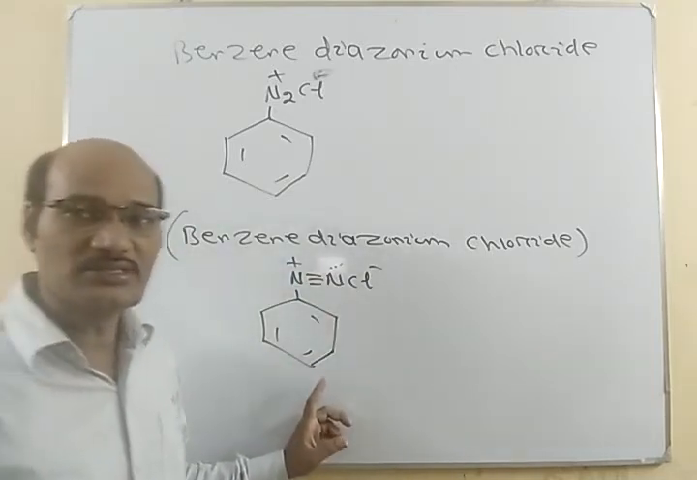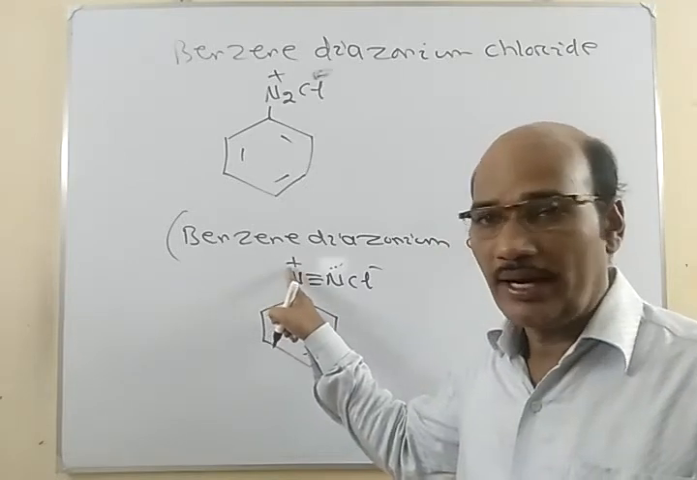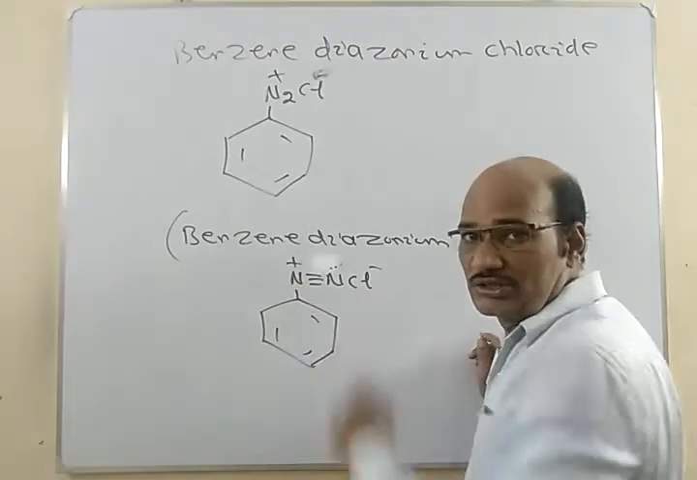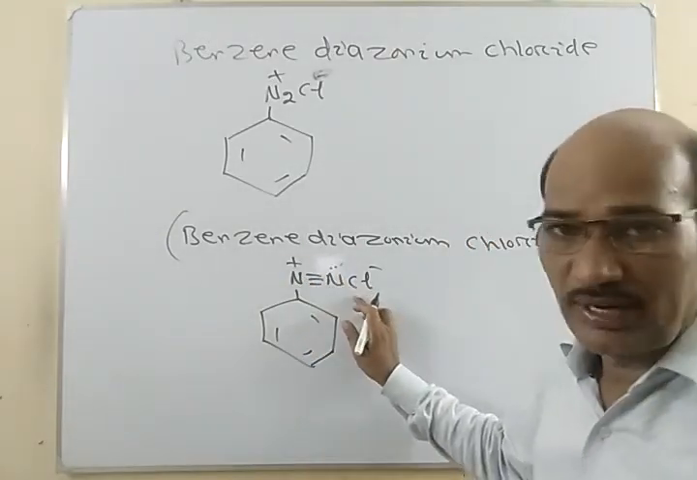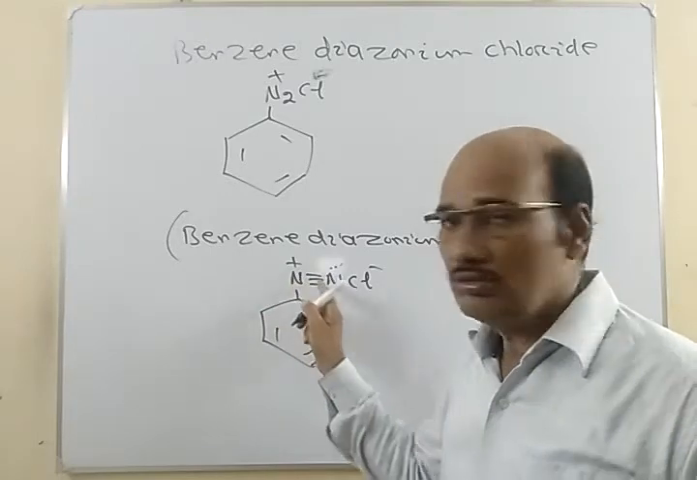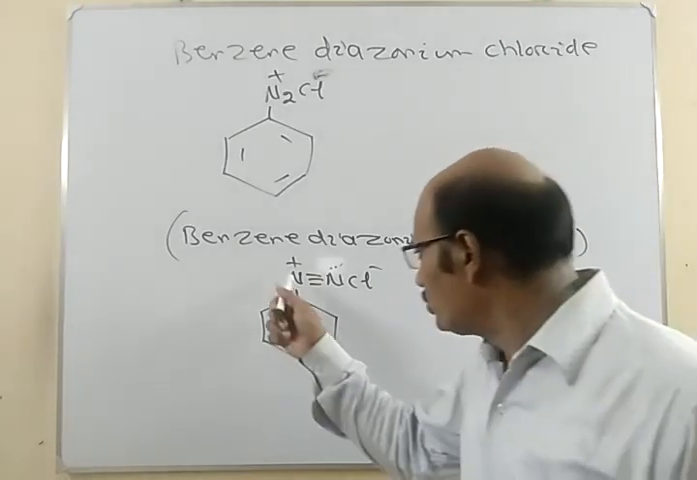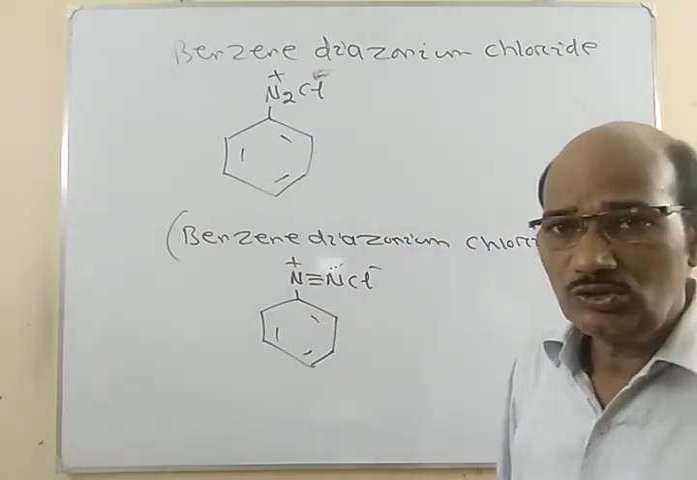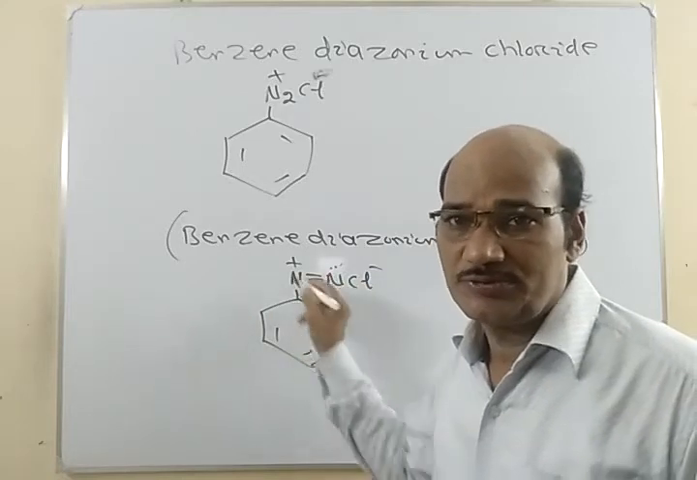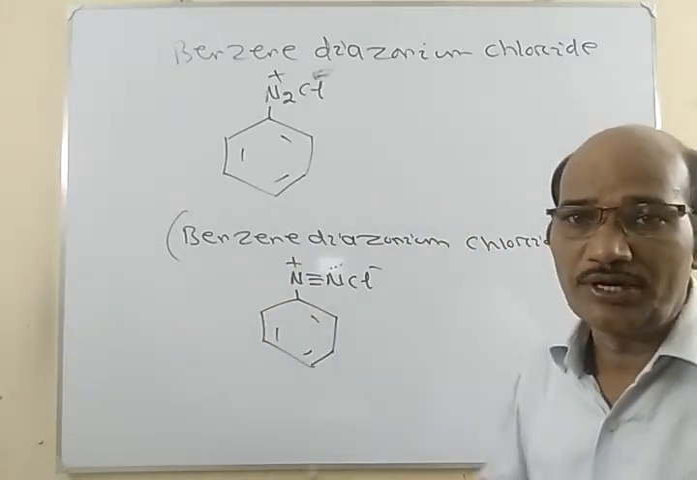Now see, in this benzene diazonium chloride, we have two nitrogen atoms. One N has a plus charge and the other N has three bonds and a lone pair of electrons. To the nitrogen with the plus charge, Cl minus is attached. This N2 is called the diazo group. Most of the reactions of this diazonium chloride are because of the charge on this nitrogen atom. The electron deficient nature of this N plus makes the species very reactive, so that we can treat this diazonium salt with various reagents to get various organic compounds.